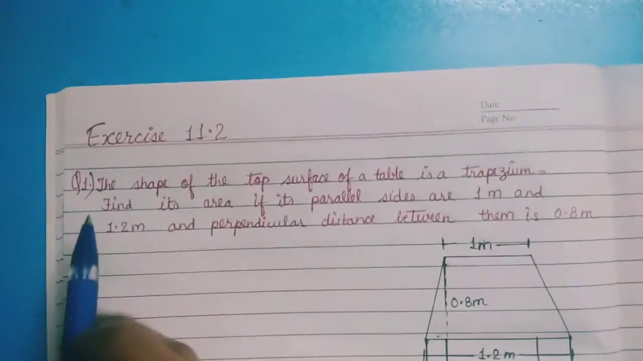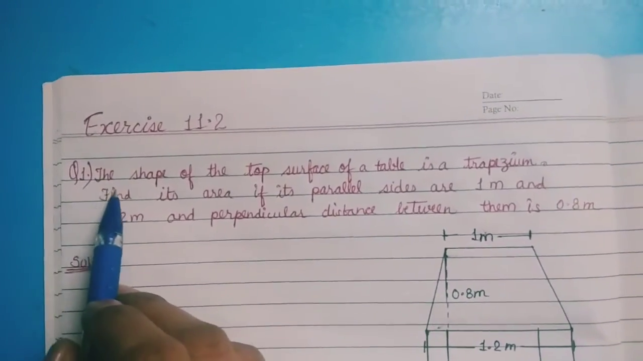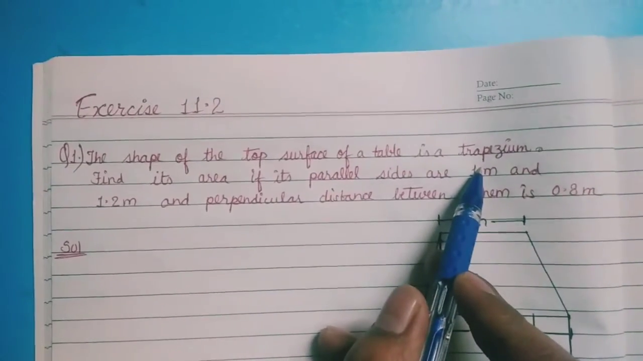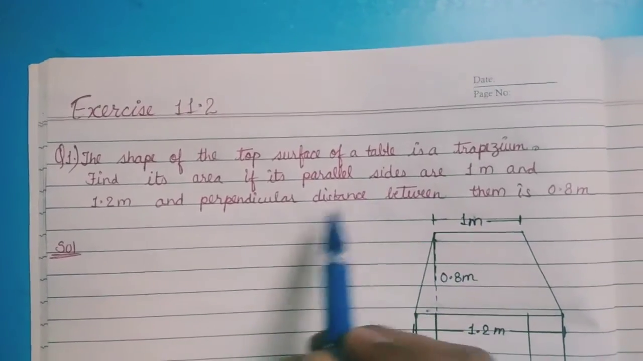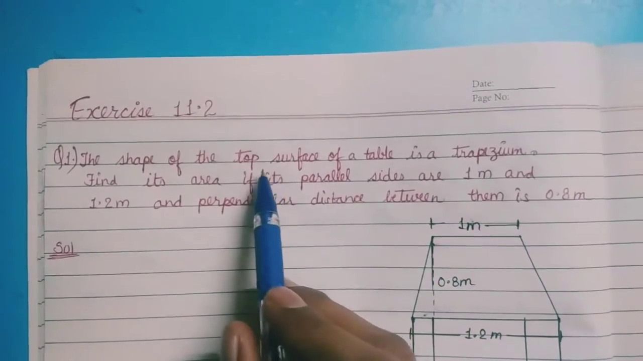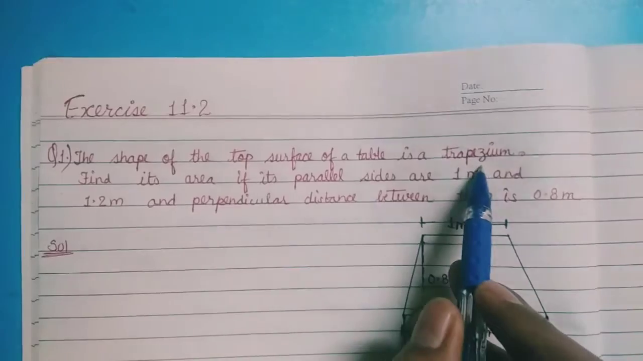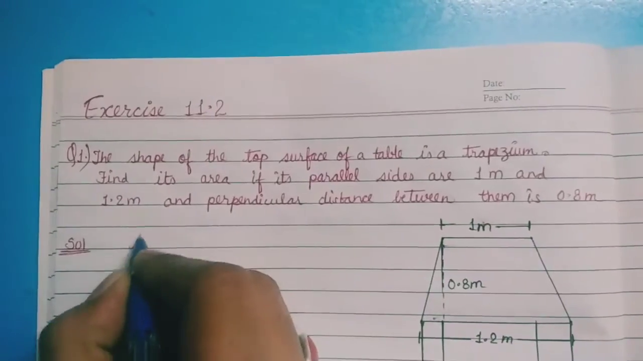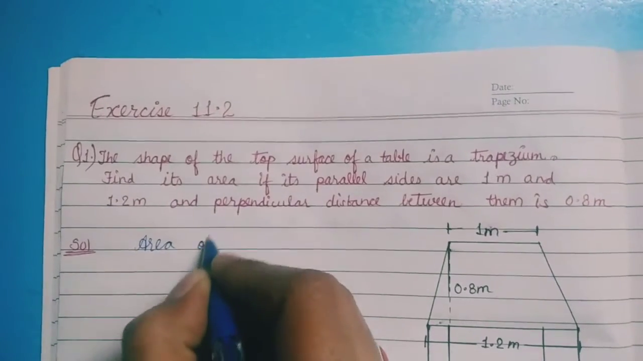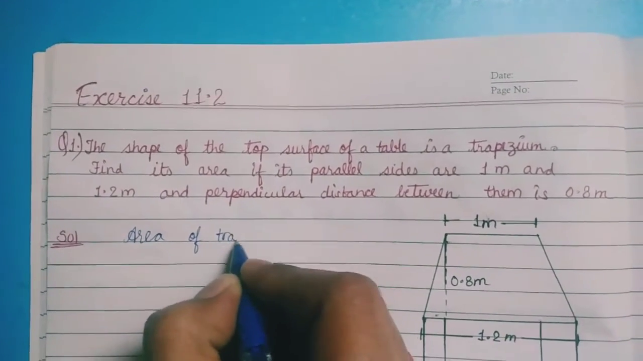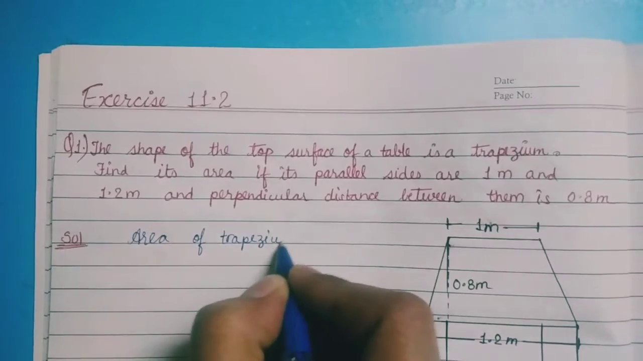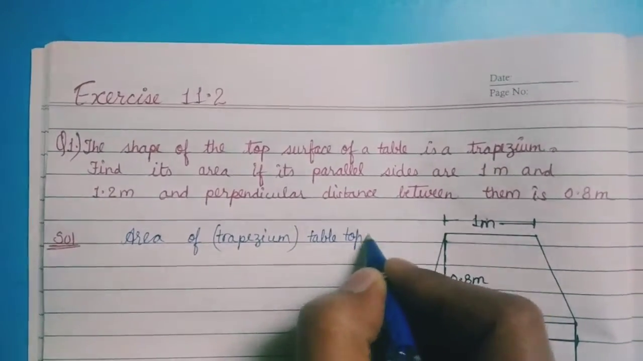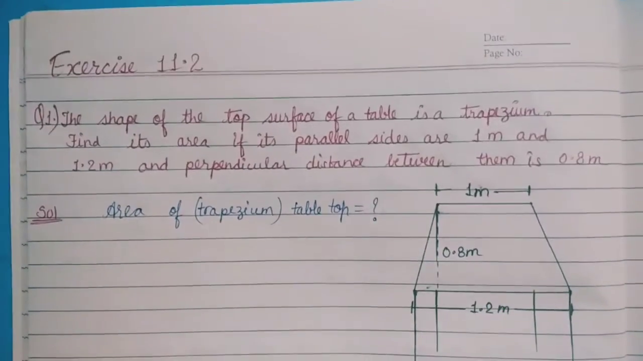Here we have question number 1, which is: the shape of the top surface of a table is a trapezium. It means that when we see the top of the table, that top surface is in the shape of a trapezium. Find its area. So what we need to find? We need to find the area of the trapezium tabletop.